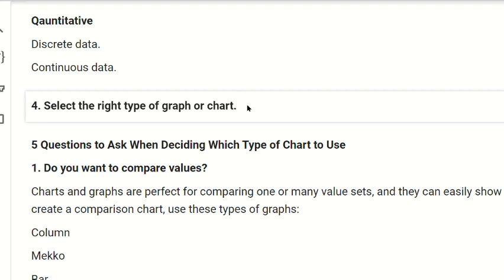And then select the right type of graph or chart. How can you select a bar graph for a data? How can you select a bar graph for any different type of data? For a bar graph we need counts or measurements, like how many students are there in a college. We can count by using bar graphs. We can visualize the data.